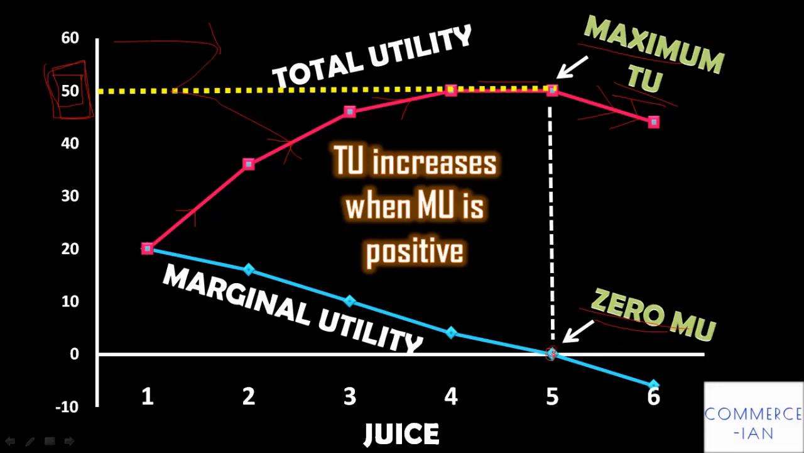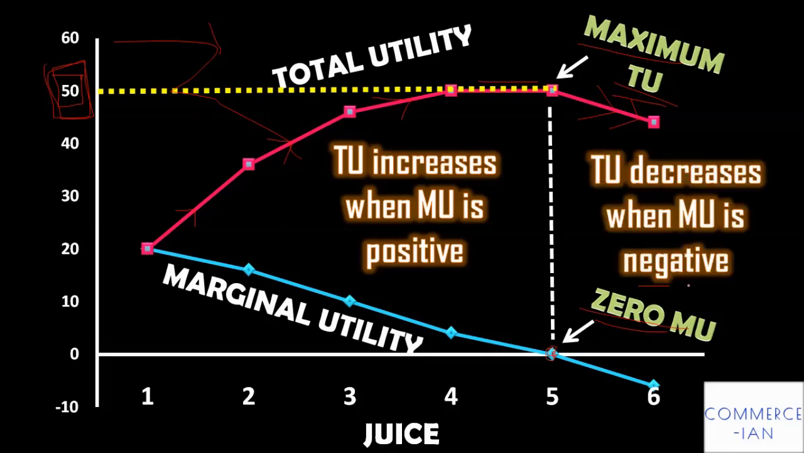Also, after 5 glasses of juice, the marginal utility becomes negative and total utility falls. And when marginal utility is negative, it is called disutility.